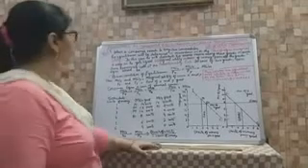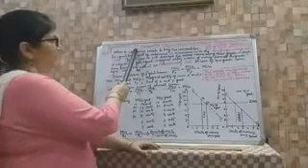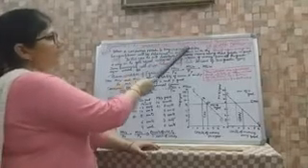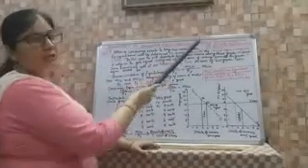Good morning, students. Economics, class 11. Consumer equilibrium in case of two commodities or several commodities.